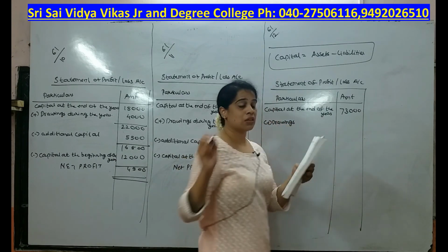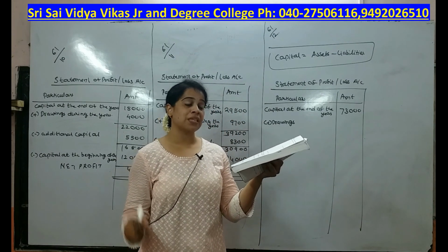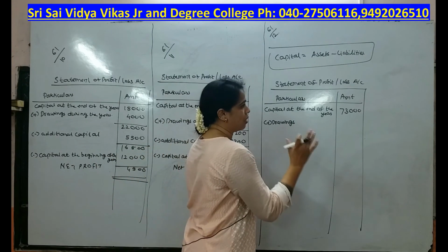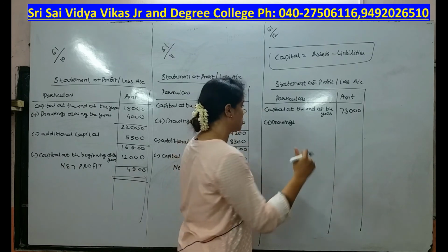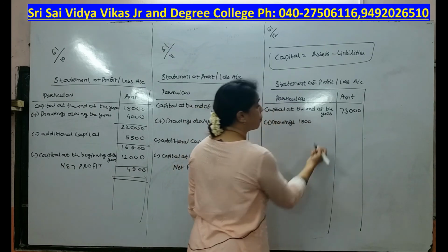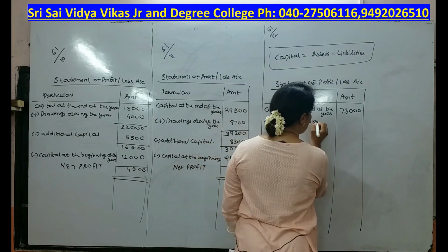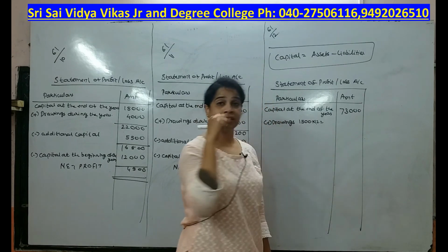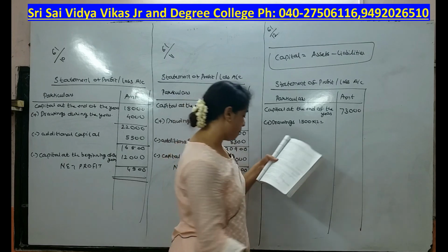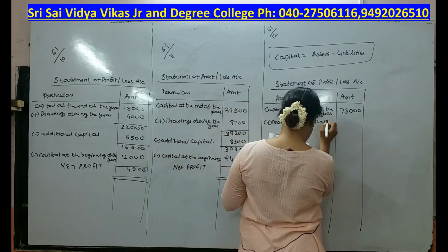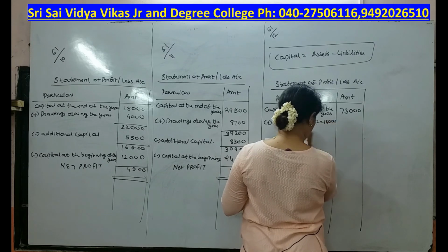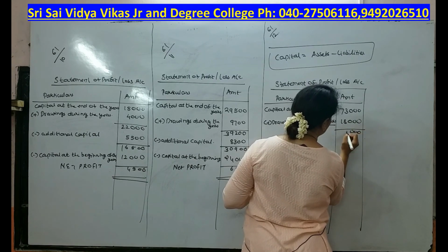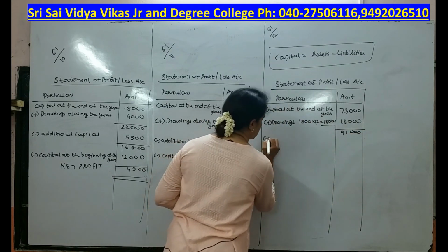Here students you need to understand, drawings during the year are rupees 1,500 per month. We are considering a yearly pattern, so we are not calculating month-wise, we are calculating year-wise. So 1,500 per month. In a year how many months will be there? 12. That's why 1,500 into 12. Because in the sum they have mentioned 1,500 per month. So 1,500 into 12 will be 18,000. So the drawing amount will be 18,000. Let's add it. Total will be 91,000.